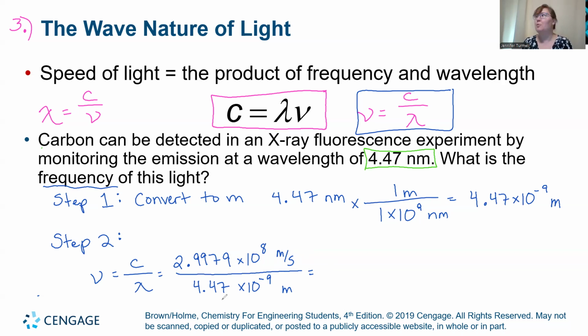It doesn't matter if it's set up correctly. You do have to be able to do the math correctly, so be practicing this on your calculator. All right. We have 6.71 times 10 to the 16th, and you can see here that you have your meters canceling out, and you're left with inverse seconds. That's the same as saying seconds to the negative 1, or hertz.